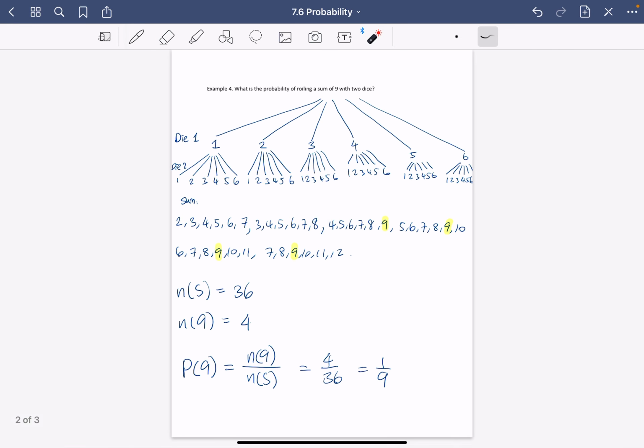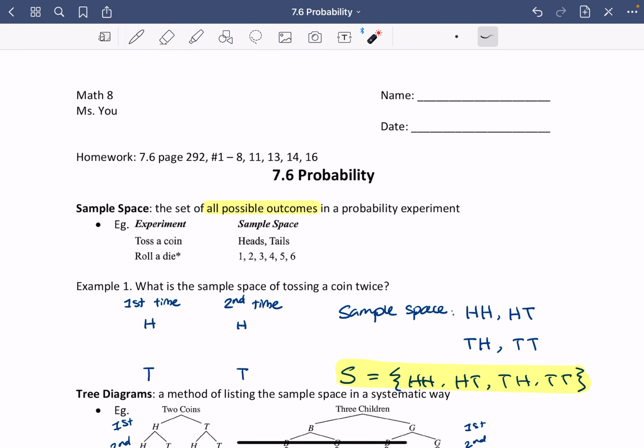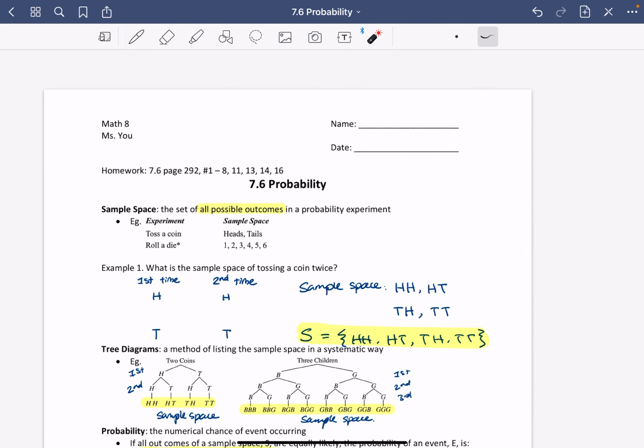Okay, so your homework for today is the questions listed up here. Please try them and let me know if you have any questions.